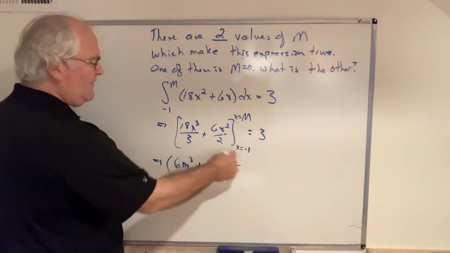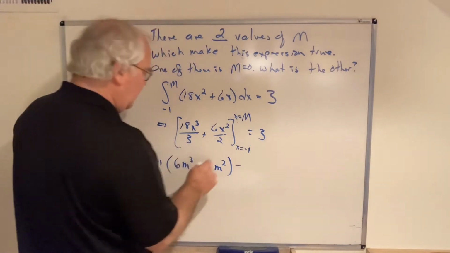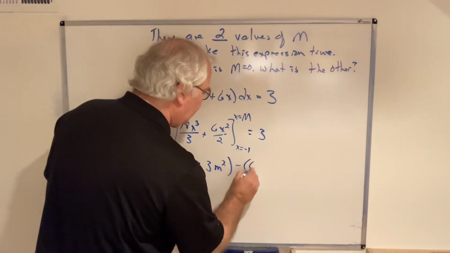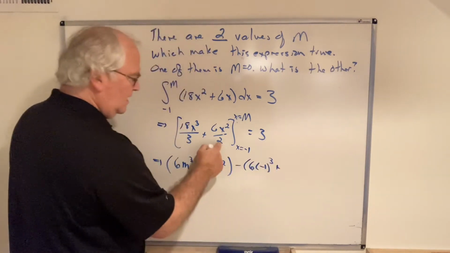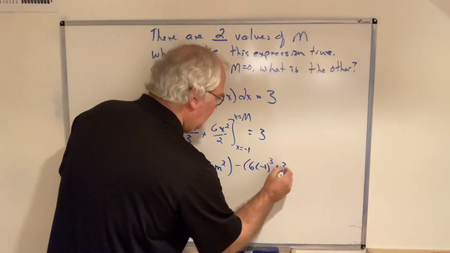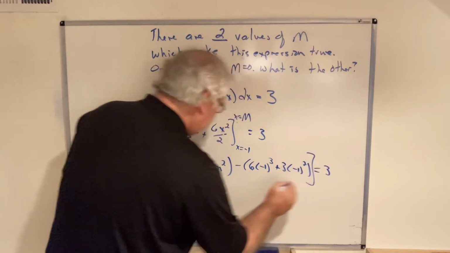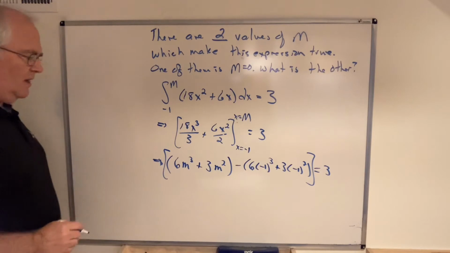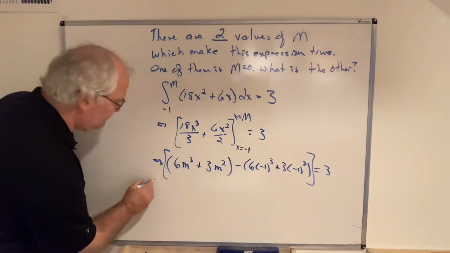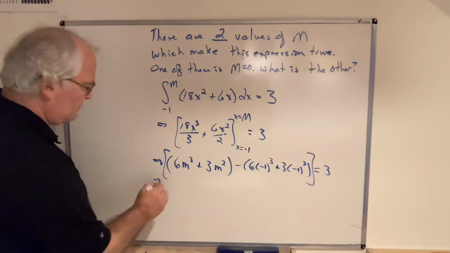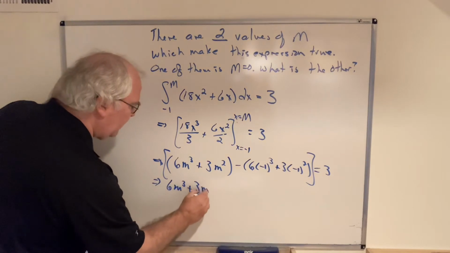Minus, and now evaluate at -1. This is 6 times -1 to the third plus, and again this is 3, times -1 to the second. And we know that whole thing is equal to 3. Simplify all this over here on the left-hand side. I'm going to run out of space here if I'm not careful. This is 6m to the third plus 3m to the second.